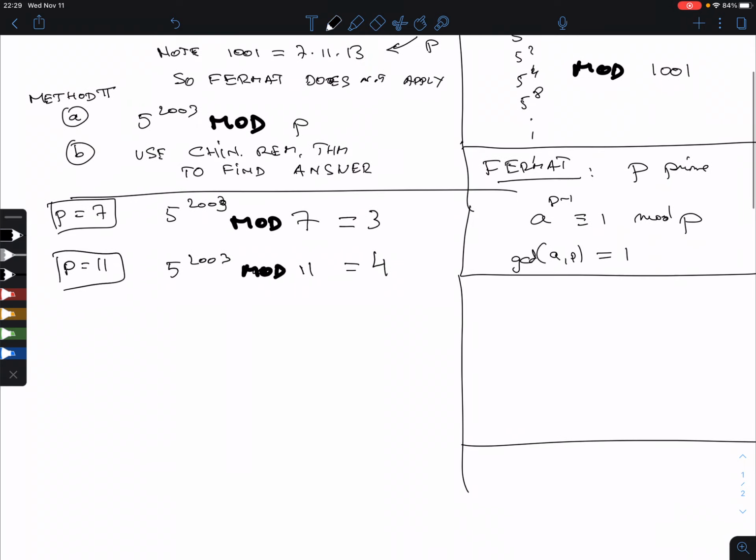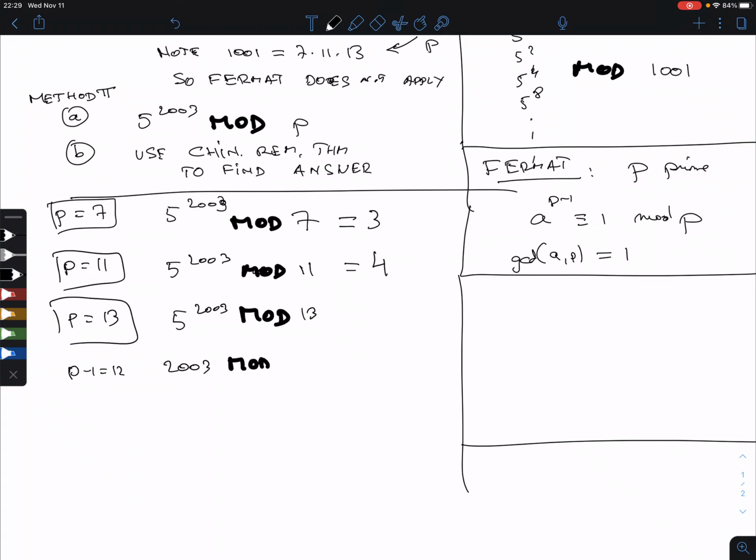So what is the prime now? P is 13. So 5 to the 2003 mod 13. What I do is take 2003, so P minus 1 is 12. I'm going to do this mod 12. So this is what I'm calculating now: 2003 mod 12.